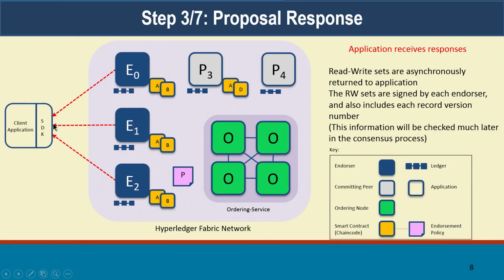So the application or the SDK or the client is now going to receive these read-write sets, and all of these are happening in parallel, right? You can think of these as asynchronous things. It's possible that E0 and E1 respond first, whereas E2 takes a little more time to come back with the response. So all of these are happening asynchronously. The information about how many endorsements, who signed these endorsements, and whether these were valid endorsements, will be checked later in the consensus. In the flow, we'll talk about when these are actually checked. So this is the third step, where the client receives responses from all the endorsers that it has communicated with.